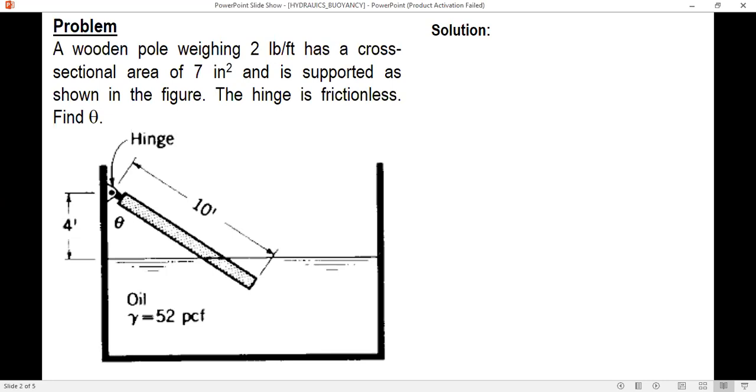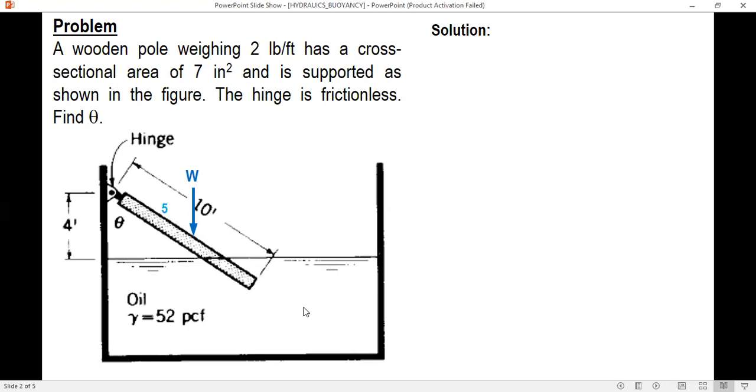Okay. First to do is to identify the forces. One of them is the weight of the pole, and the weight is acting at the center of gravity, downward. This is W, and since the length of the pole is 10 feet, the distance of the location of W, or the center of gravity, from the hinge is 5 feet.